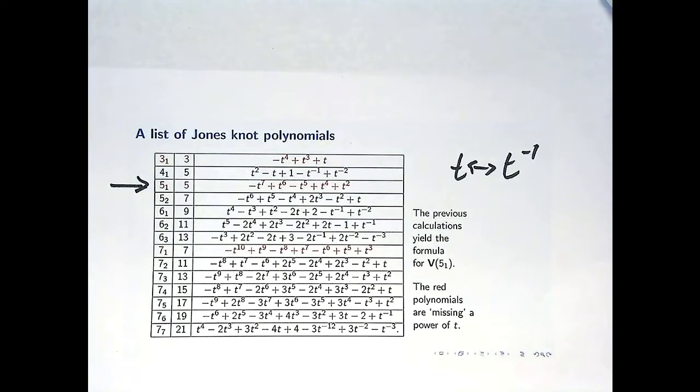However, notice that most of these polynomials are different when you replace t by t inverse. So that proves that most of these knots are different from their mirror images. There are two exceptions. Can you see the exceptions?